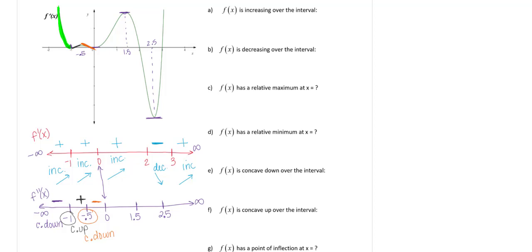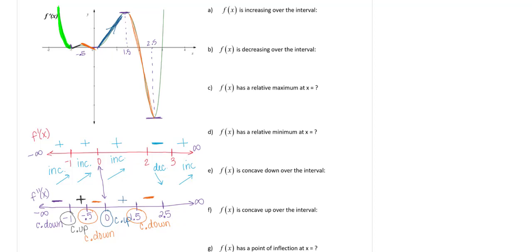And then in between 0 and 1.5, I am increasing again. So those would be positive, concave up for my function. So I went from down to up, so 0 is going to be a point of inflection. And then at 1.5 to 2.5, I am decreasing on my first derivative graph, which means my second derivative is negative. So my original function would be concave down. So again, 1.5 is a point of inflection.